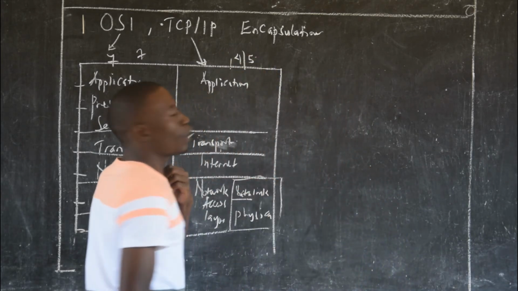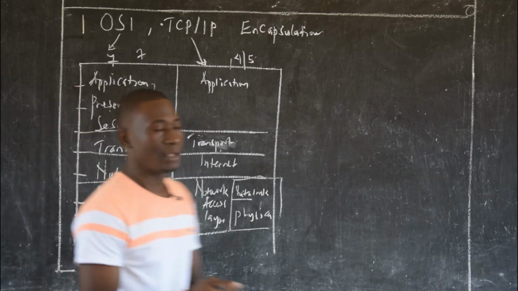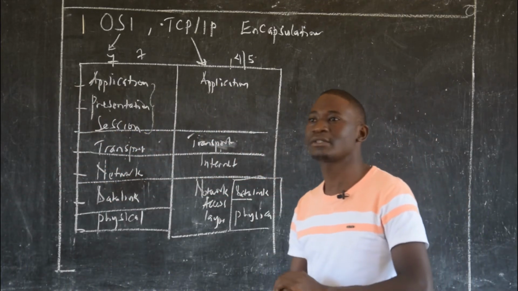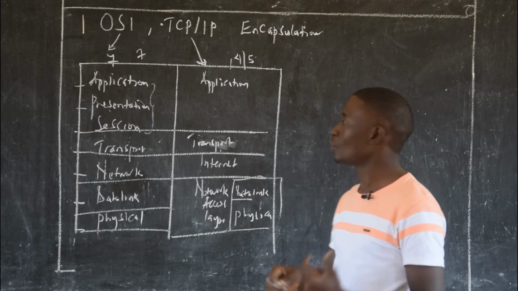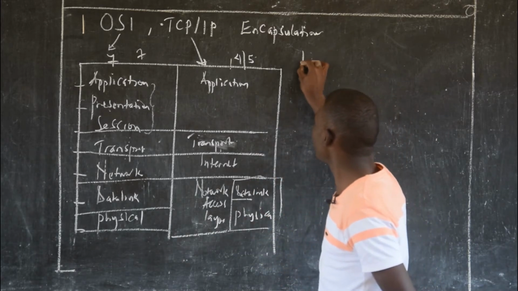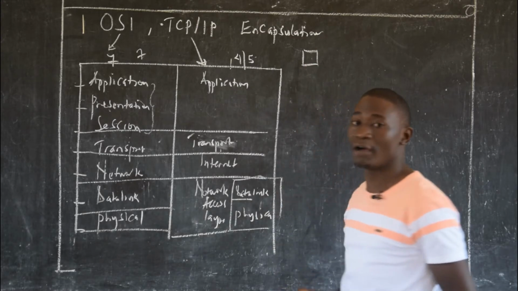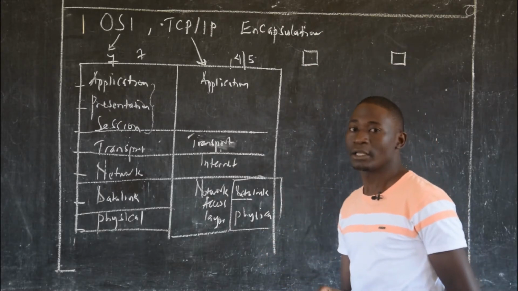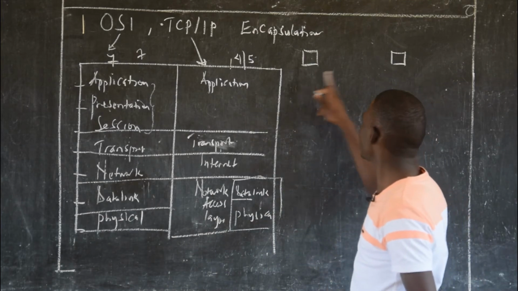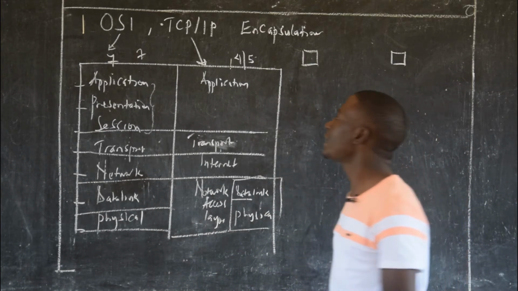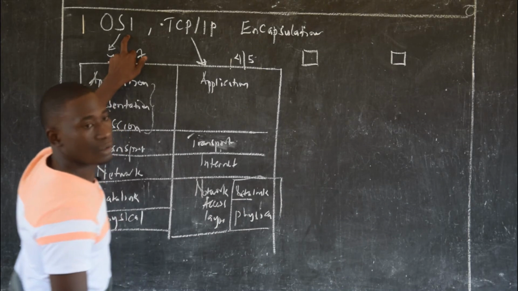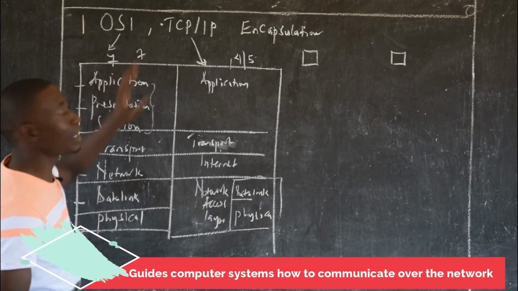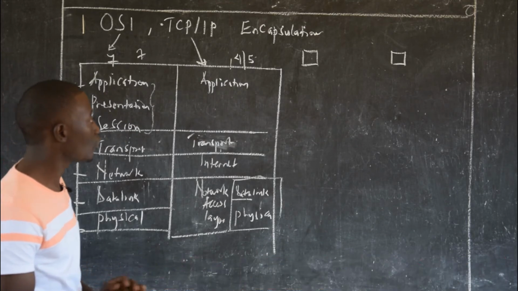So now, when you're having a computer and you want to send a message, you take that scenario. For example, you want to send a message to someone. Let's say we have device A, and we have also device B. You want to send a message from this to this one. How does the OSI model do it? Remember we said that it guides computer systems on the network how to communicate.